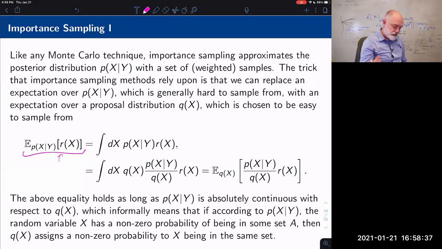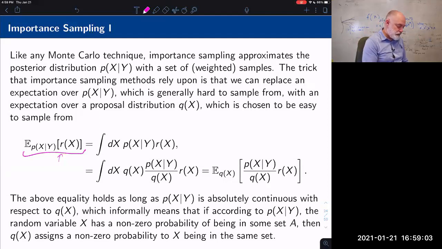Like any Monte Carlo technique, importance sampling approximates the posterior distribution with a set of weighted samples. The trick that importance sampling methods rely upon is that we can replace an expectation over some nasty form, like the posterior distribution, which is generally hard to sample from, with an expectation over a proposal distribution, which we're going to choose to be convenient.